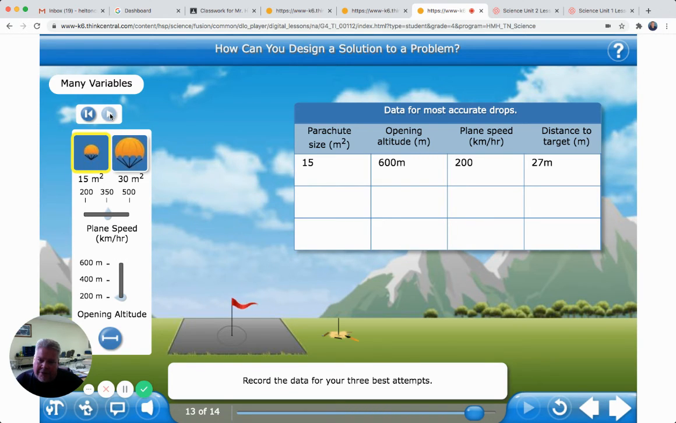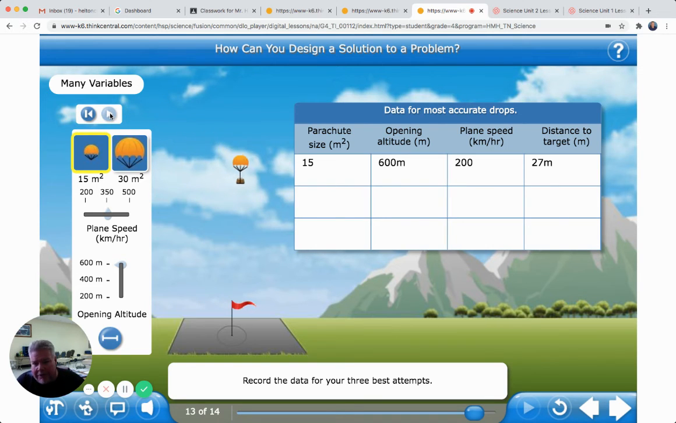I think it's going to fall farther away because this plane's going faster. So what if we made it going faster, but we actually got it 600 meters. We got pretty good. At least it didn't bust. This time we're going to go plane speed faster, see what difference that makes.